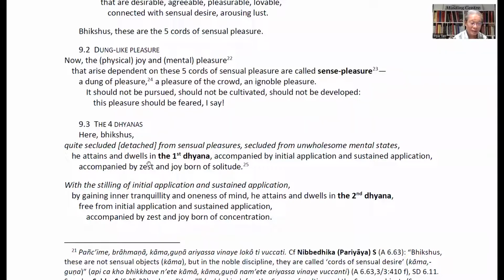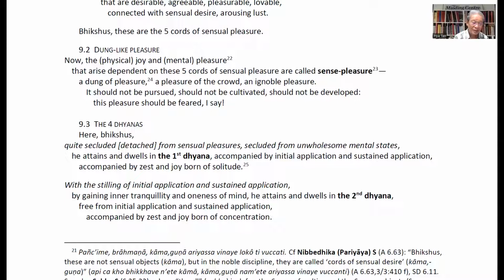He attains and dwells in the first dhyana, accompanied by initial application and sustained application, accompanied by zest and joy born of solitude. Here meaning, when you meditate, you let go of the 5 senses, they don't trouble you, no more distractions. Initial application means you direct the mind to the object. Sustained application means you keep the mind there. That's a simple meaning. And then joy, very exciting joy arises. And then there is this comfort, the comfort born of solitude. That means your mind is free from the sense distractions. So your mind is by itself, so to speak, and it feels very joyful. Okay, so this is the first jhana.